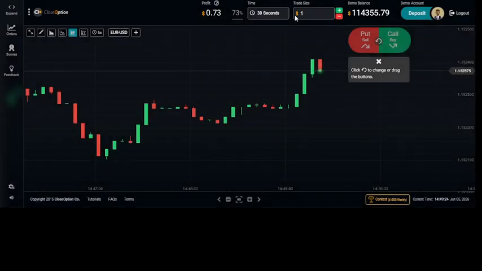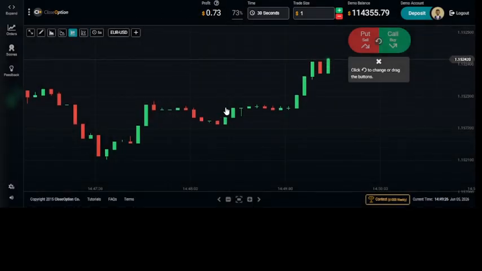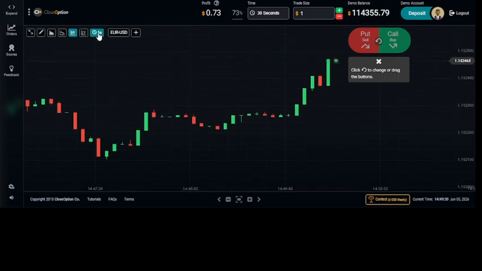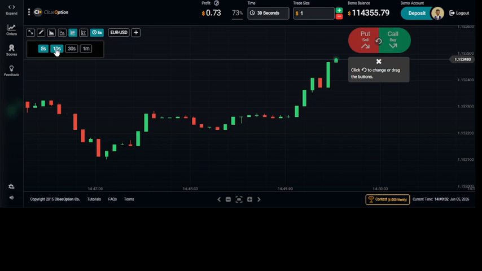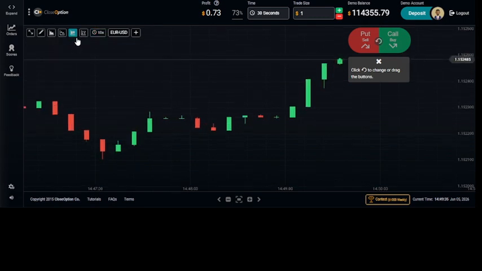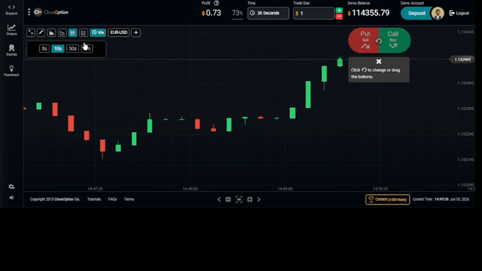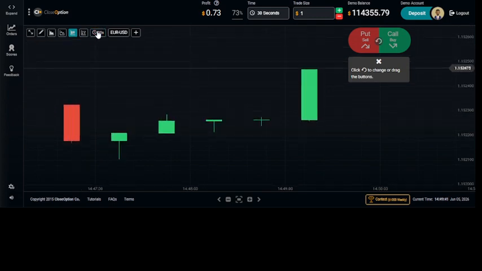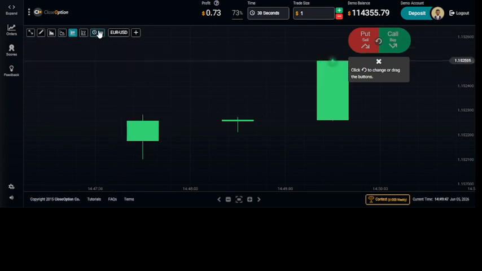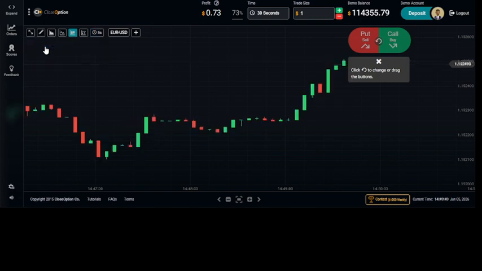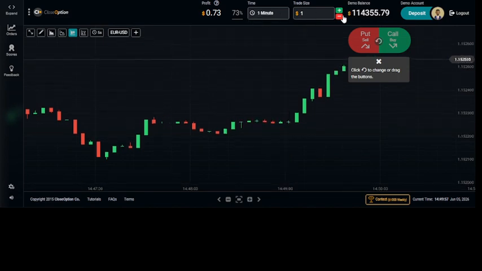So the platform here, what you're looking at are the candles. They're 5-second candles. You can have 5 seconds, 10 seconds, 30-second candles, and 1-minute candles here, like so. But we're just going to go with the 5-second candles. Doesn't really matter. What we're going to be doing is taking 1-minute trades here. And being that it's a demo, we're going to be testing out a new strategy that I've developed.